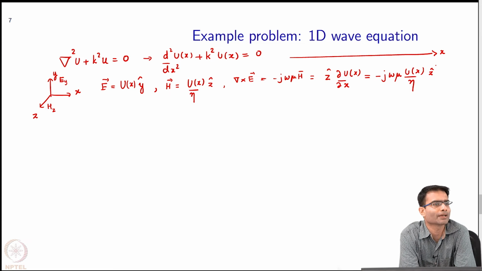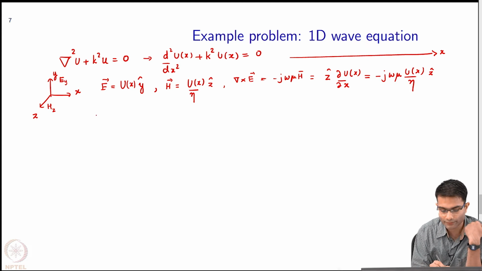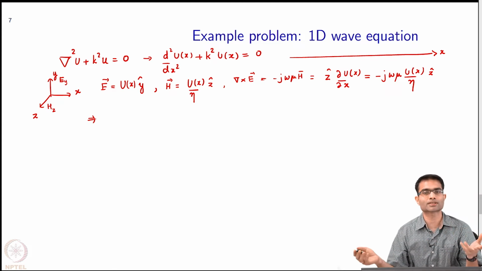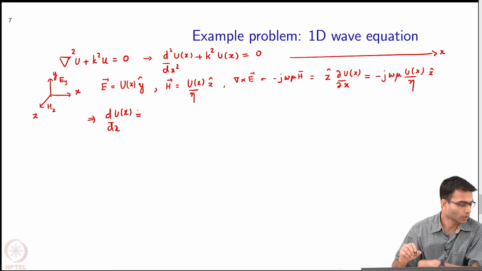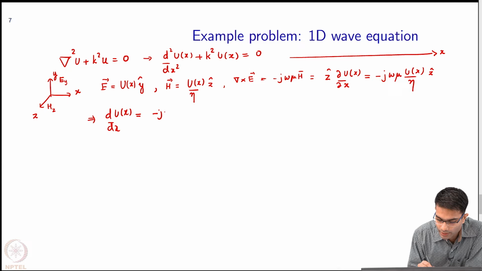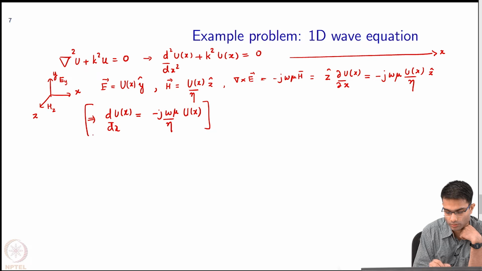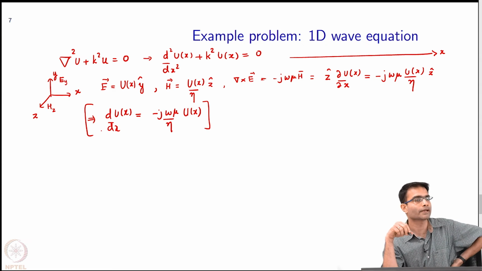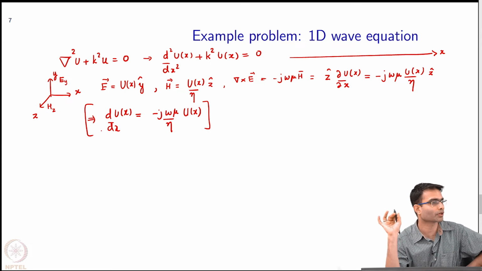This is the simple 1D wave equation, we all know how to solve it. Since it is all along z hat, we can convert it into a scalar equation. What do you get? du_x by dx is equal to, all of these constants I can write as j omega mu by eta, times u_x. Agree? Nothing very complicated here. We didn't even need to know anything about FEM.